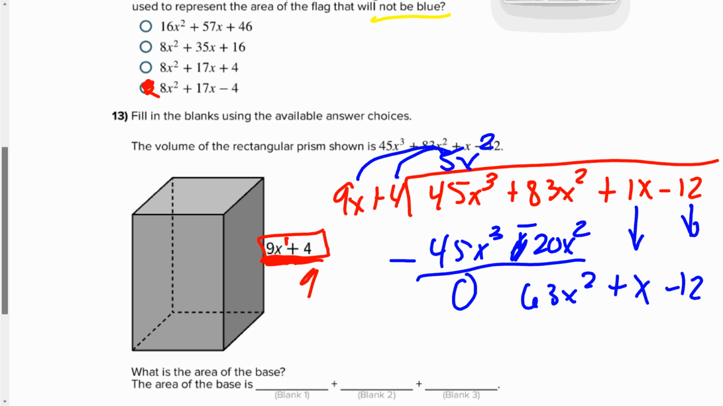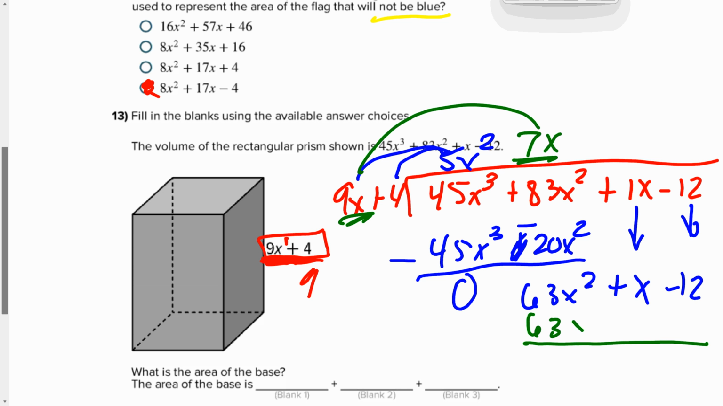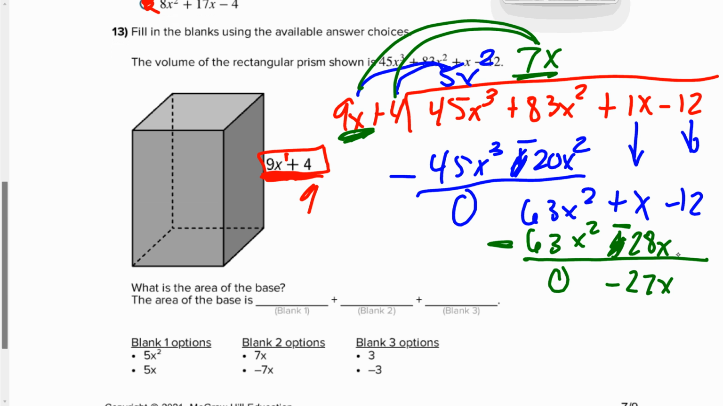Now I have to ask myself, what times 9x is 63x squared, right? So that'd be 7x. So 7x times 9 is 63x squared. 7 times 4 is 28, times x is 28x. We have to subtract those, right? That's 0, that's what we want, and then we get negative 27. You notice all those come out nicely because they're all divisible by 9. Right, and then we bring this one down.